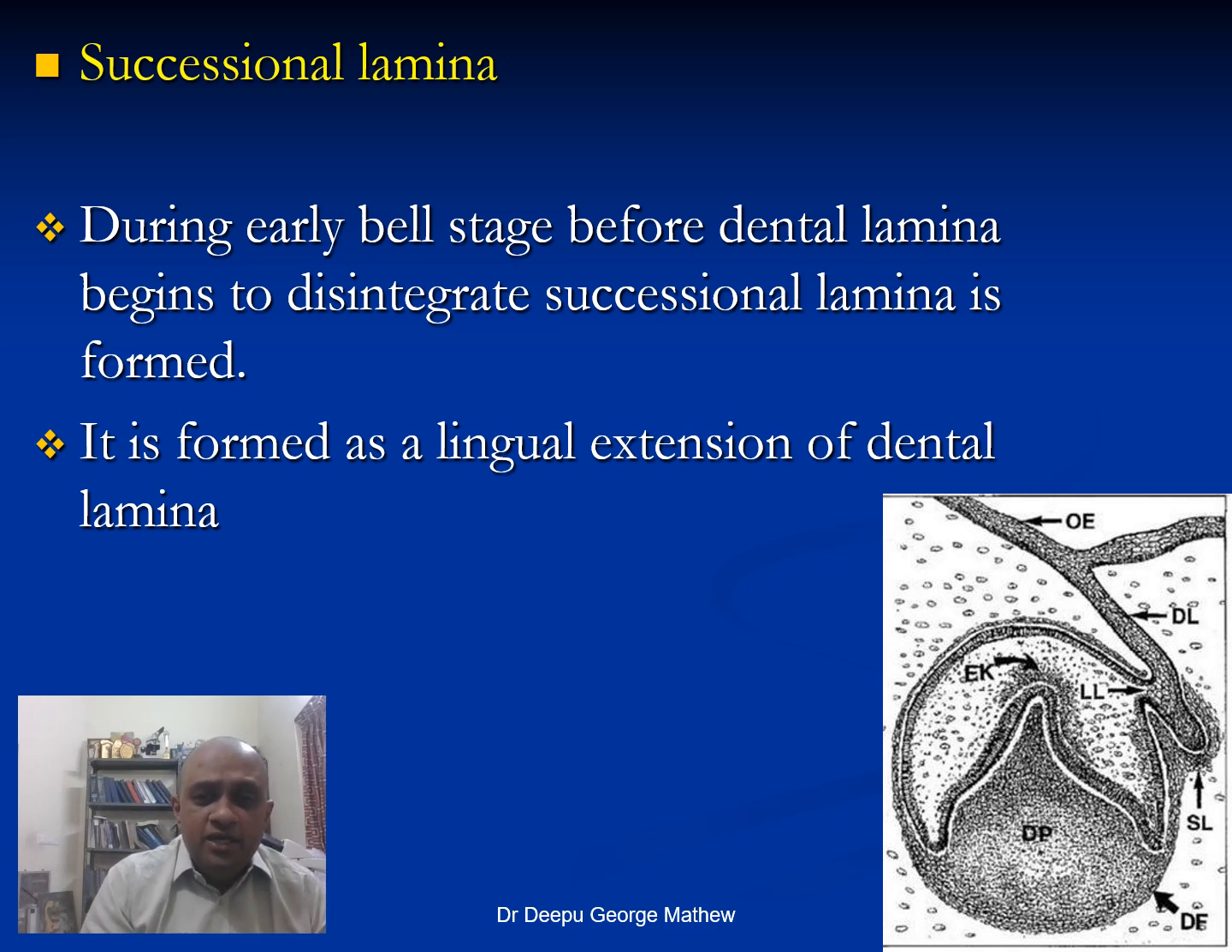During early bell stage, the dental lamina begins to disintegrate and the successional lamina is formed, especially for those deciduous teeth where there are permanent teeth going to erupt after them. A successional lamina will be formed, and they are actually the lingual extensions of the dental lamina. You can see the arrow that is pointing to the successional lamina.